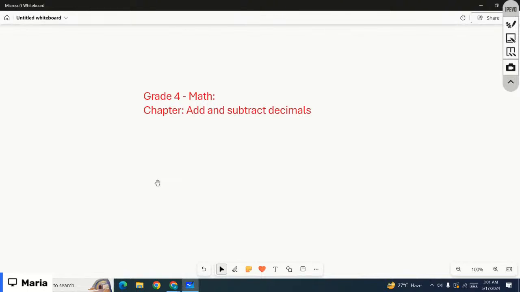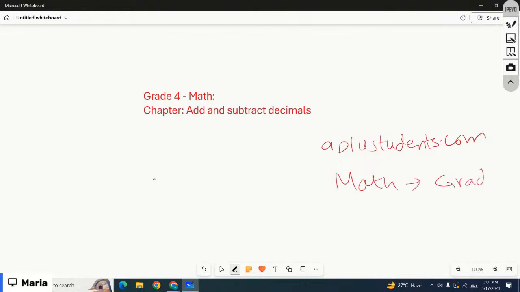We are here for grade 4 math. You can find all the lessons on aplusstudents.com. You have to log in there using your email address and password as provided by the administrator. Then select math from the subject tab, scroll down to grade 4 and then click on view all lessons.